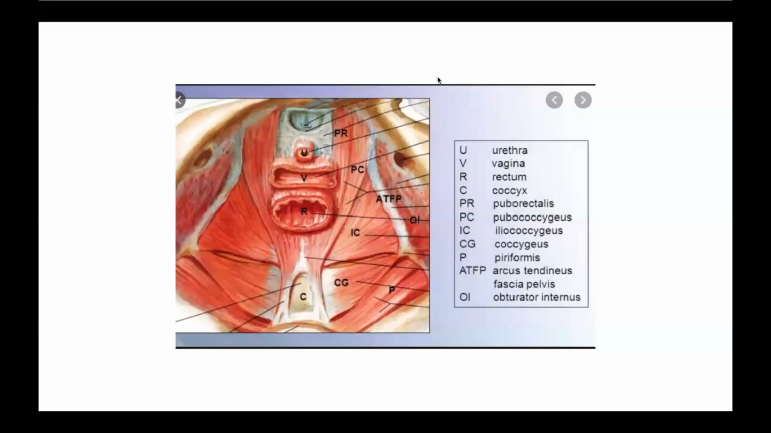This is just another image, pelvic anatomy, female pelvic anatomy. You can appreciate the pubic bone all the way back to the coccyx and just the orientation of those openings, as well as that hammock kind of effect that the pelvic floor muscles provides.